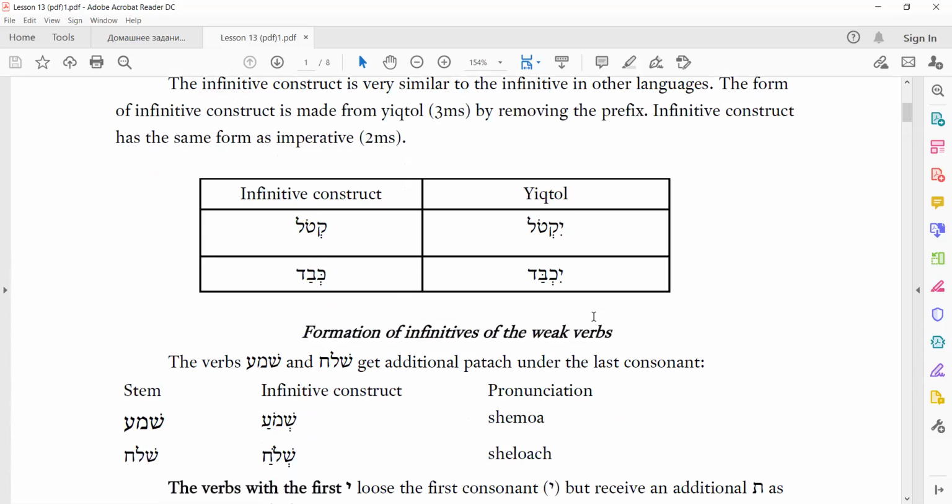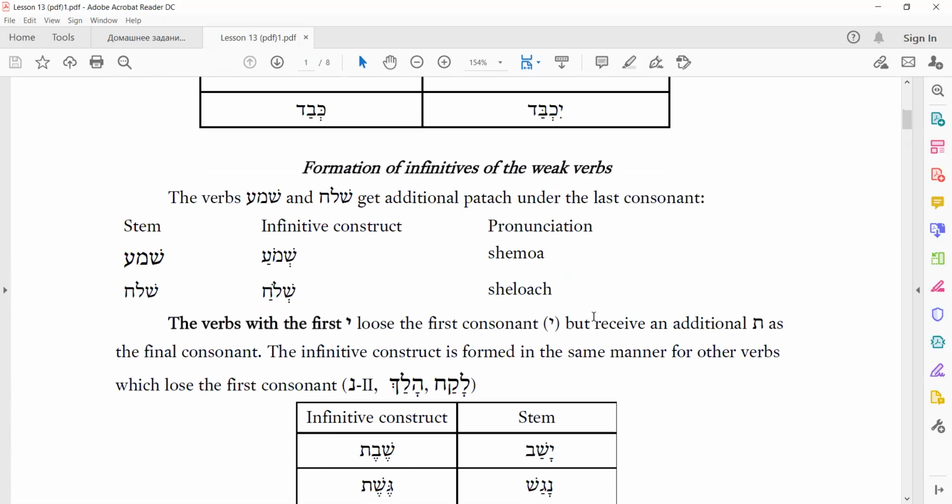So now let us look at the formation of the infinitives of the weak verbs. The weak verbs have some irregularities, some deviation from the basic paradigm, and we will consider all the weak verbs that we have learned so far. So first of all, I would like to pay your attention to verbs that have the final consonant either het or ayin. For example, shama or shalach. In this case, they will have an additional patach, and it is patach furtivum, under the last letter of the root, and it will be shemoa to listen, and shelo'ach to send. But it is just a minor deviation.